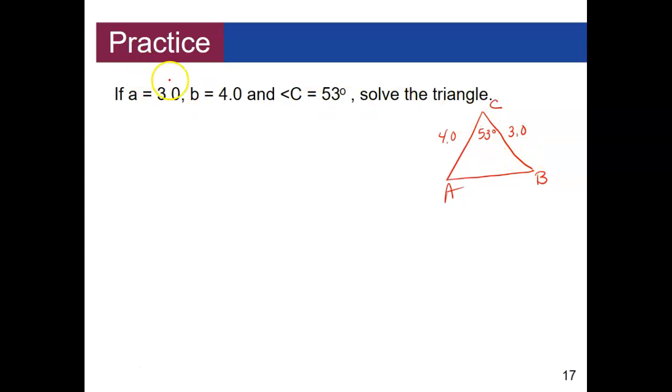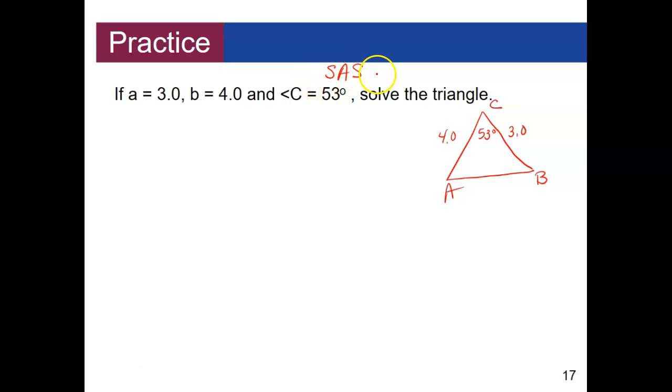And there might be a tendency to think, oh, this is a 3, 4, 5 triangle, and it would be if it was a right triangle, but we don't know that it's a right triangle. So because we don't know that it's a right triangle, we can't jump to the conclusion that our other side is going to be 5. So we're going to use this information here. So what we have is a side, an angle, and a side.